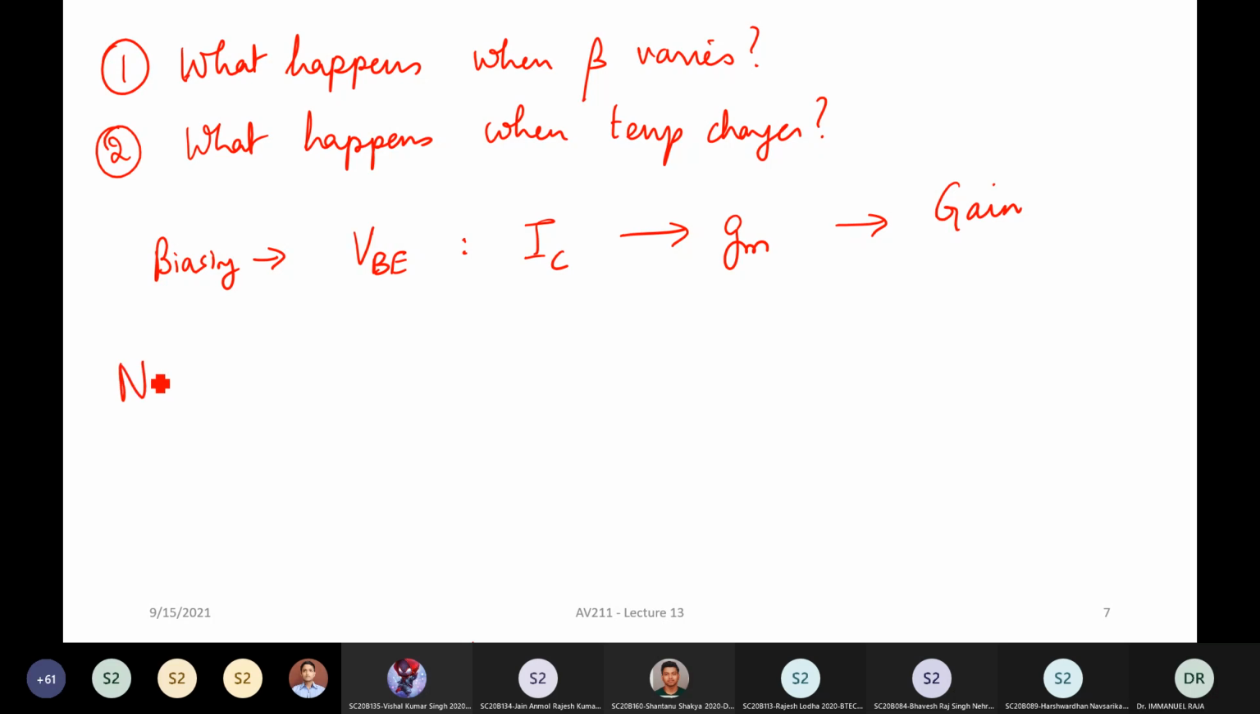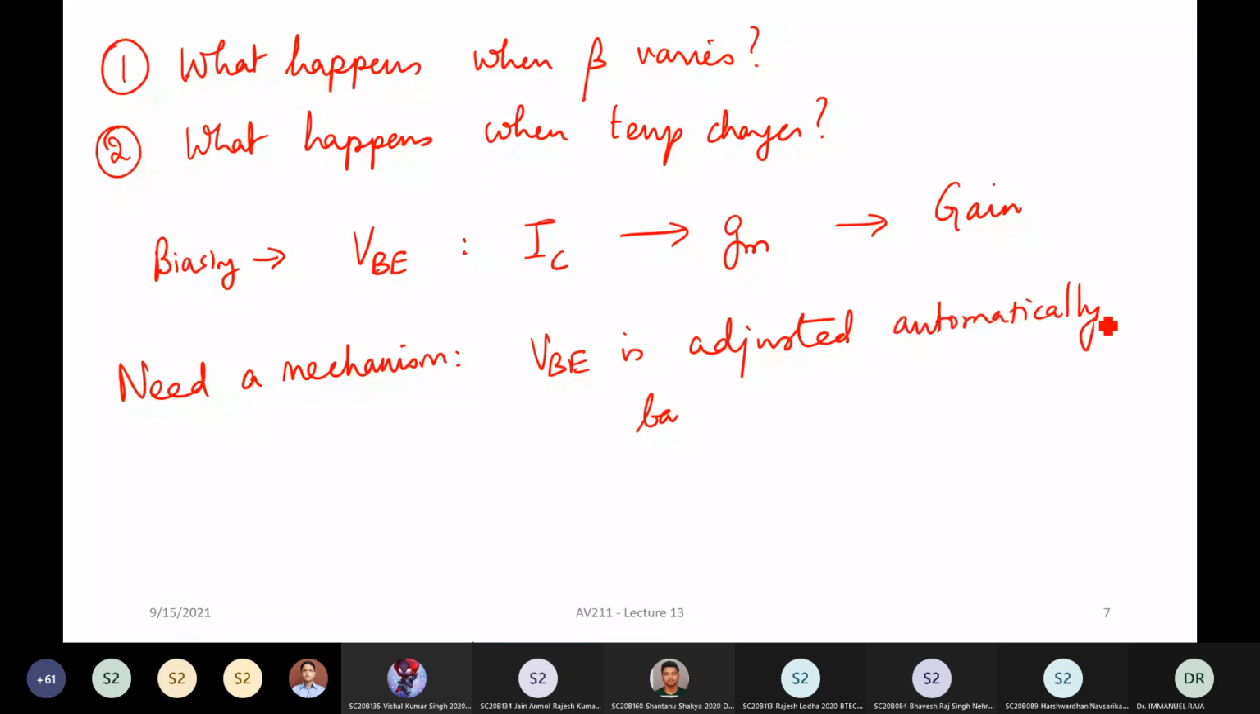So, which means that we need a mechanism such that VBE is adjusted automatically based on IC. Or rather, as temperature increases and collector current increases, you need some mechanism by which you reduce your VBE. And when your beta is different from one board to another, let's say one beta is lower and therefore you get a little lower collector current, you have to increase your VBE such that you get the same amount of IC. Right?